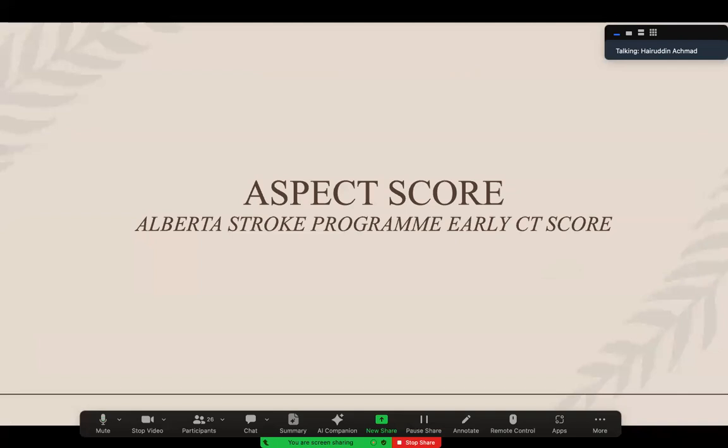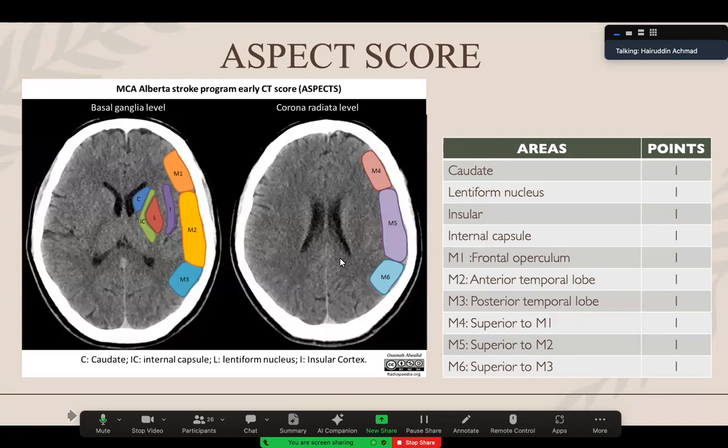Okay, now we come to our main topic, which is ASPECT scoring. ASPECT stands for Alberta Stroke Program Early CT Score. I'm sure we've discussed the anatomy of the basal ganglia. How do we remember this is by looking at the four structures in the basal ganglia. First we assess the basal ganglia level, and subsequently the level beyond, the centrum semiovale. At the basal ganglia level, we are looking at the four structures I've shown you earlier: the caudate nucleus, internal capsule, lentiform nucleus, and the insula. When I first started, I was having difficulty remembering them, so I made up my own mnemonic, but it is a very amateur kind of mnemonic.